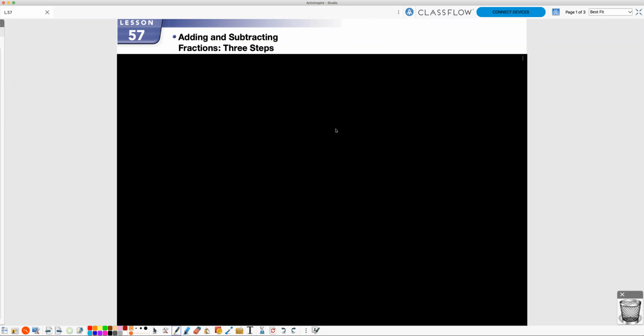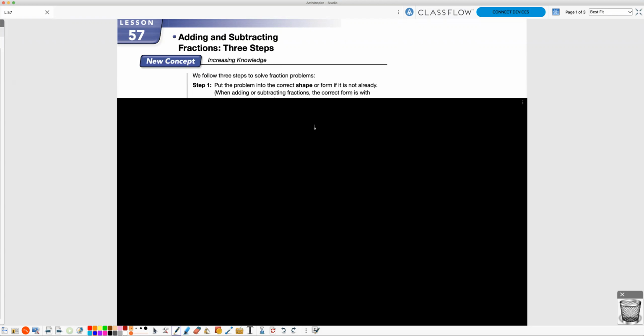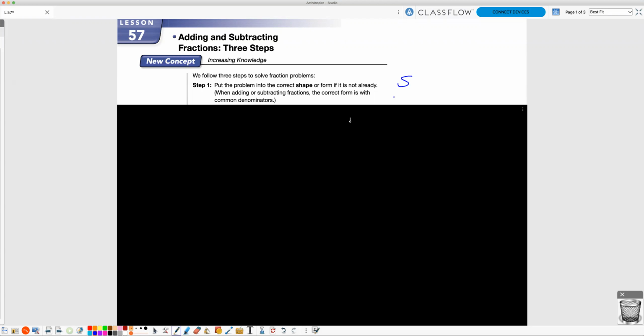This is lesson 57, adding and subtracting fractions, 3 steps. The 3 steps are SOS. First, you need to put the problem into the correct shape. That's the first S, or form, if it's not already in its correct shape or form. When adding or subtracting fractions, the correct form is with common denominators.